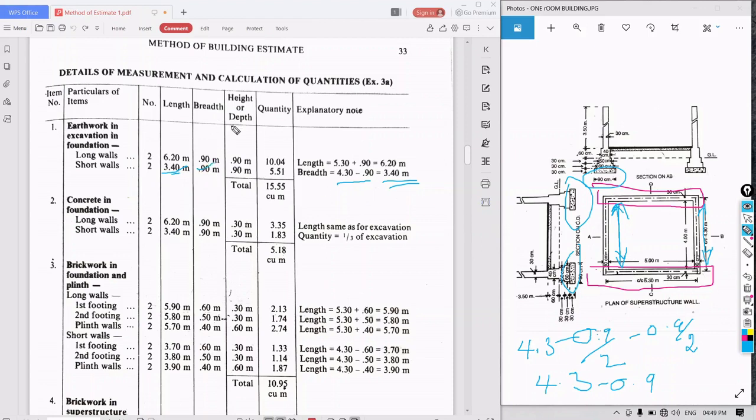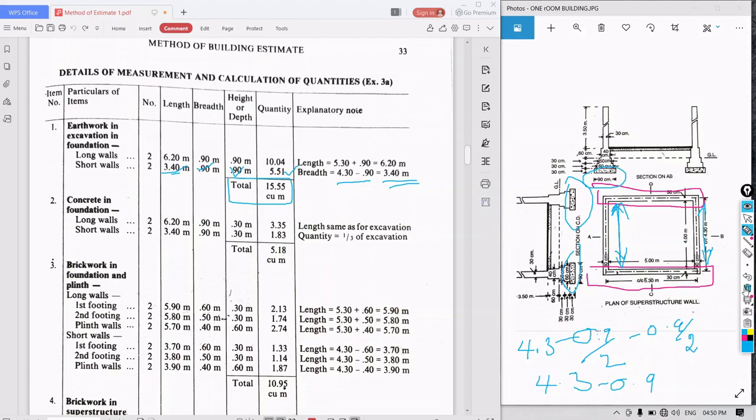Okay, so what is the height? It is also the same as that of the long wall. Okay, so multiply them, you will get the quantity, that is 5.51. So total them, when you total it out, it will be what? 15.55 meter cube. So your 15.55 meter cube is the quantity for earthwork in excavation in foundation.